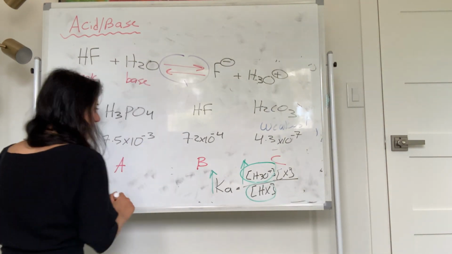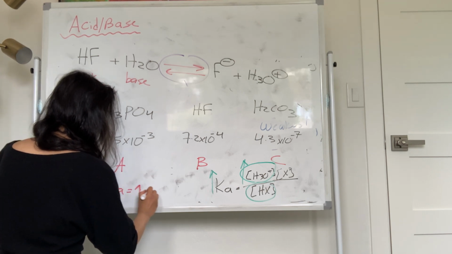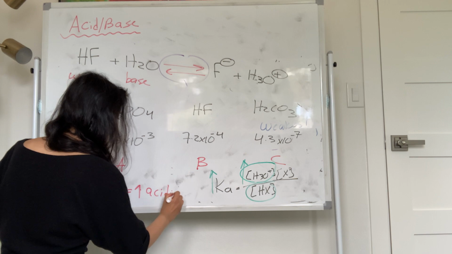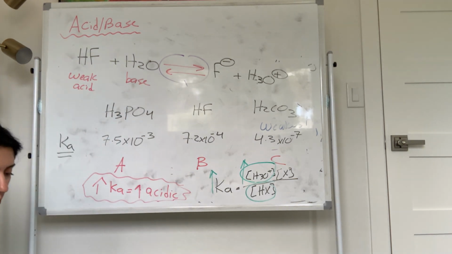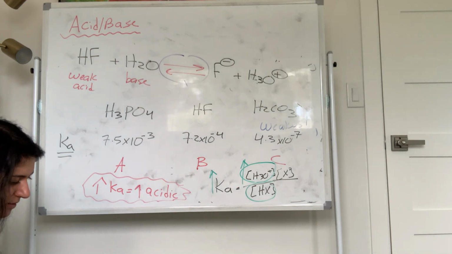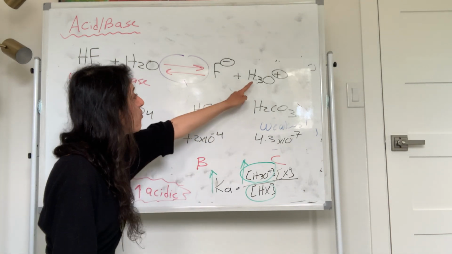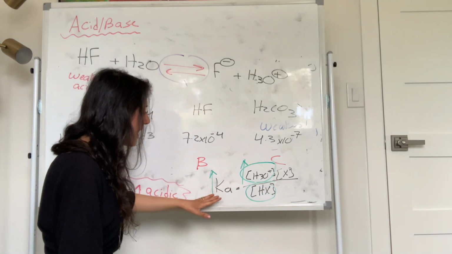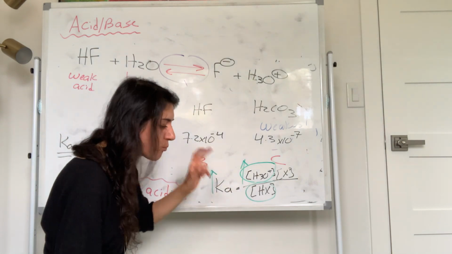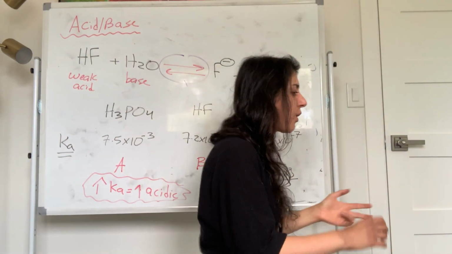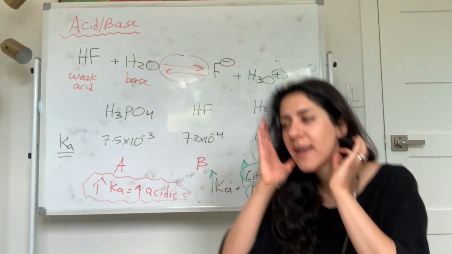The higher the Ka, the more acidic you are, the stronger you are. So the higher the Ka, that means you are a stronger acid, because a higher Ka means you had more hydronium. Because K, equilibrium, is product over reactant. The higher Ka means you had more hydronium. If you have more hydronium, you act more like an acid, because H plus is what makes something an acid.